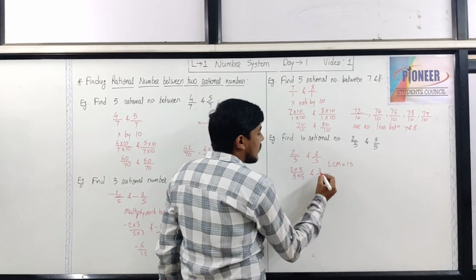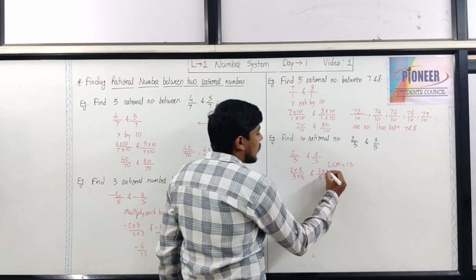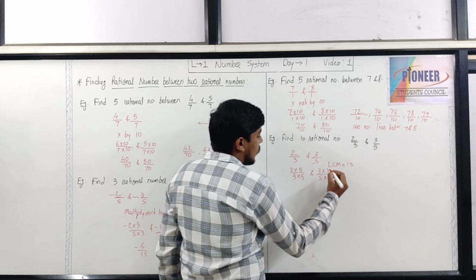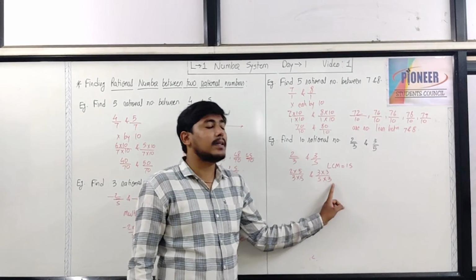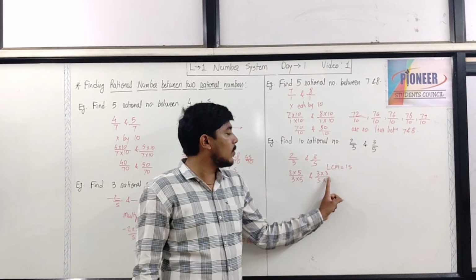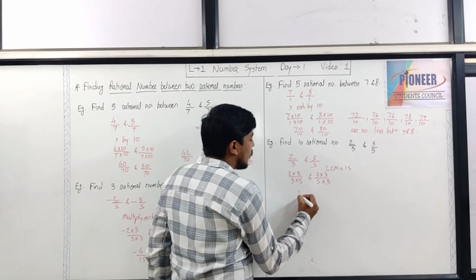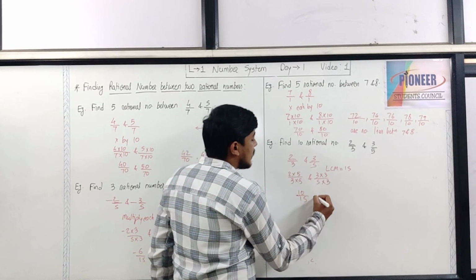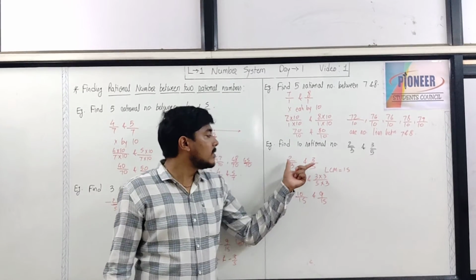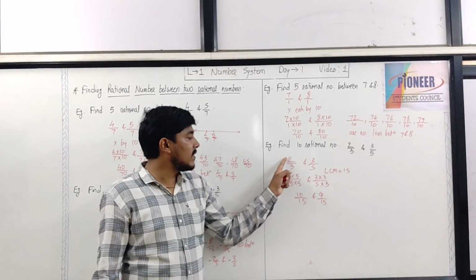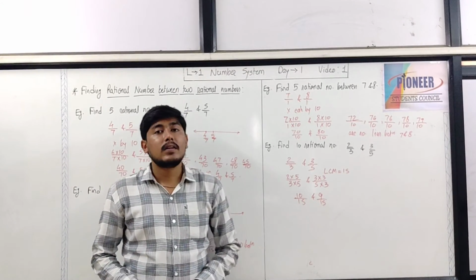Right? So the LCM is 15. So to get 15, we have to multiply 5 by 3, and we have to multiply 3 by 3 also. Why? Because as we have multiplied 5 by 3, we have to multiply the numerator also by the same number. So the numbers become 2 fives are 10 upon 15, and 3 threes are 9 upon 15. Right? Now 2 upon 3 and 3 upon 5 get converted into 10 upon 15 and 9 upon 15.